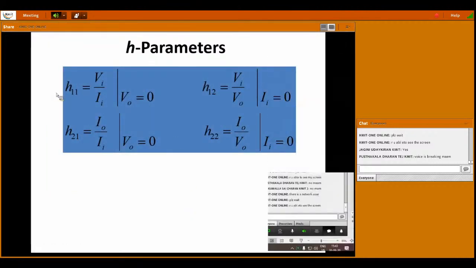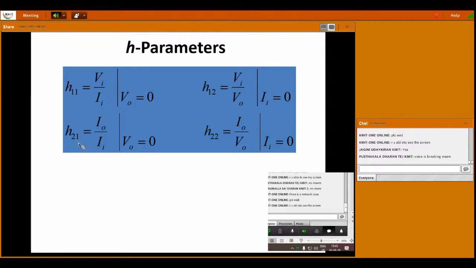Now, in order to find the input impedance, we have to short circuit the output voltage. So output V0 must be short circuited. Next, in order to find H12, your reverse voltage gain, we have to open circuit the input terminal. Then the input current is 0.